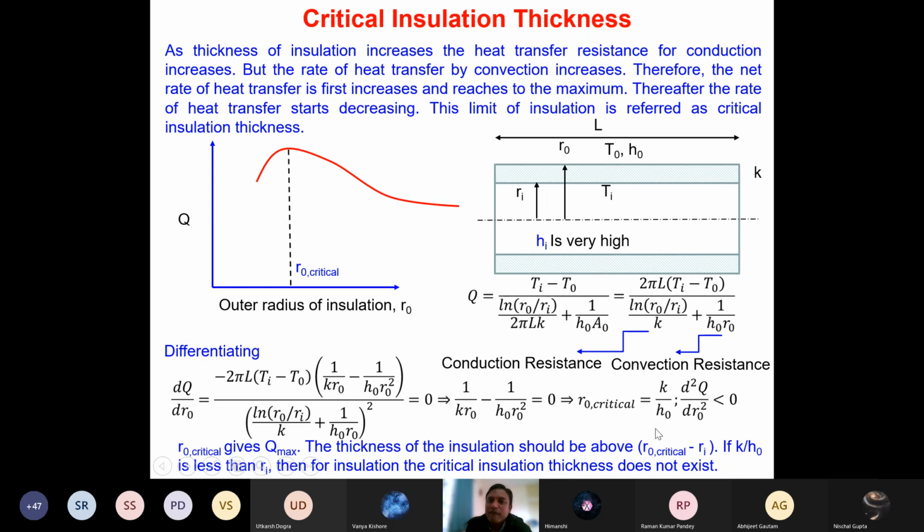Do you agree? So in such cases, the critical insulation thickness does not exist. What it means is that in such cases you will get a continuously decreasing Q profile as your insulation thickness increases, instead of going up and then decreasing. Is it clear to everyone?